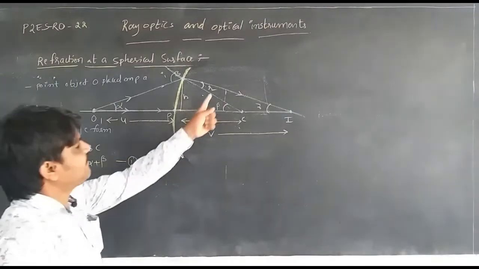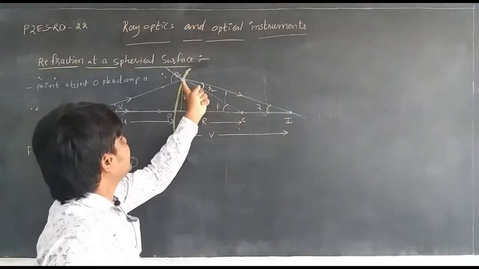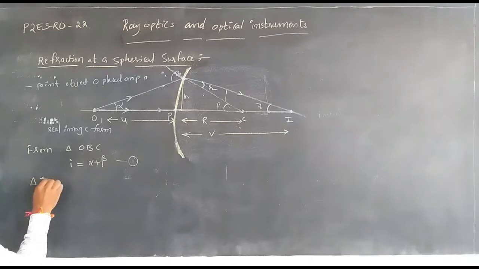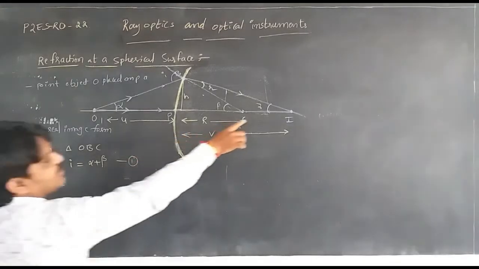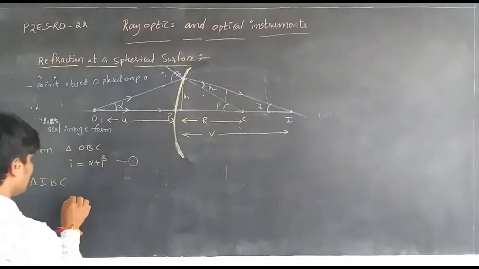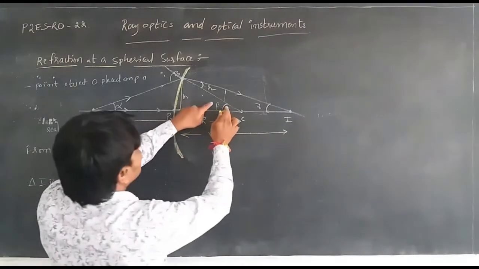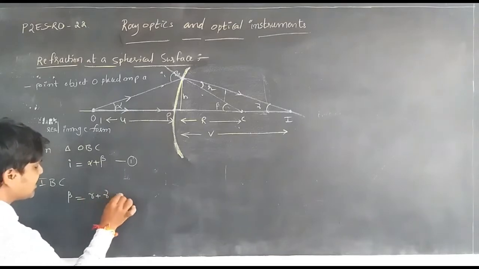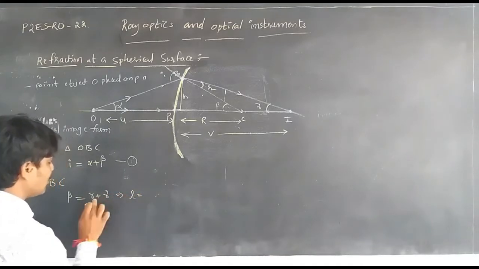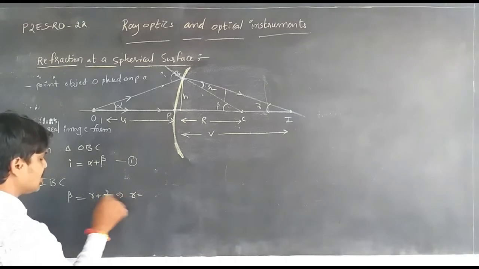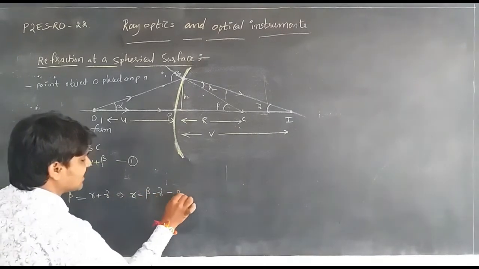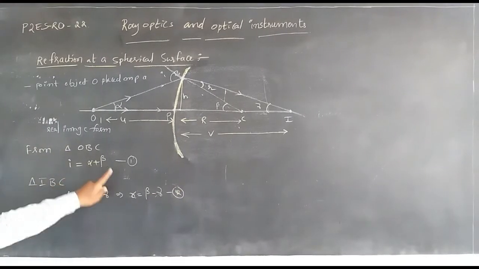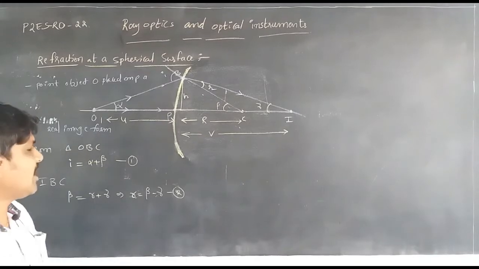Another one is the refracting angle, in triangle IBC. From triangle IBC, we can write that beta is equal to R plus gamma. From that relation, we can write that the refracted angle R is equal to beta minus gamma, taken as equation number 2. So from these equations, I is equal to alpha plus beta, and R is equal to beta minus gamma.